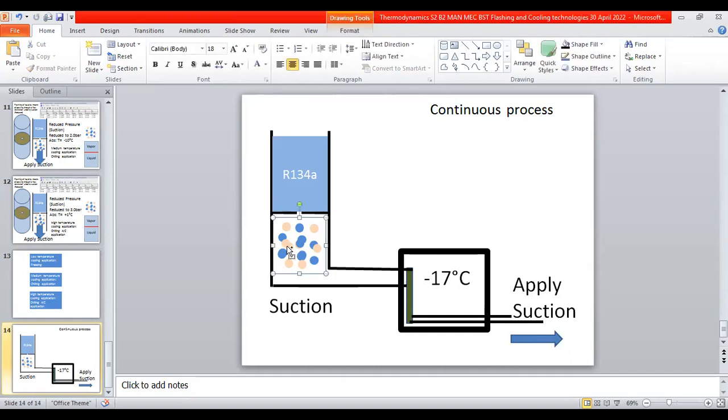So then this flow passes through here, all the way here.